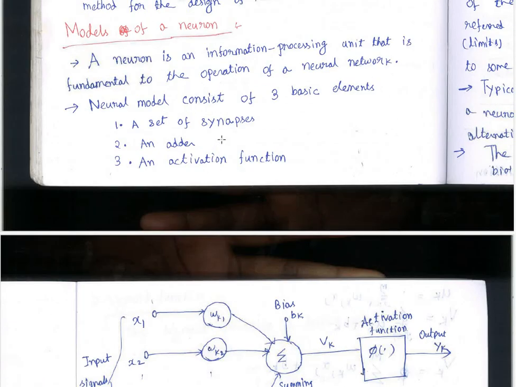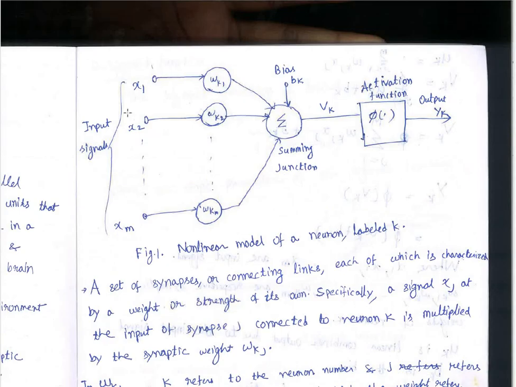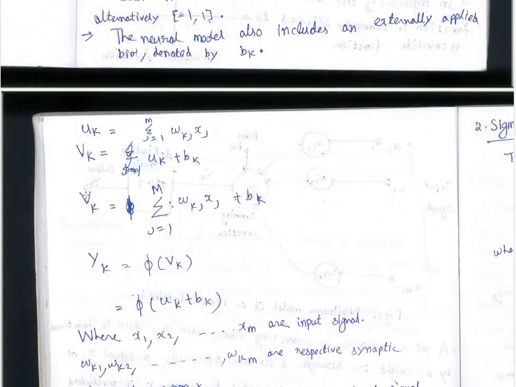The neural network consists of three basic elements: a set of synapses, an adder, and an activation function. The input signals here are x1, x2 up to xm. These are the features. We have the weights here, wk1 up to wkm. The summing junction gives vk equal to x1 wk1 plus x2 wk2 up to xm wkm plus bk, and then we apply an activation function phi of vk and we get the final output yk. So this is the general model for a neural network.